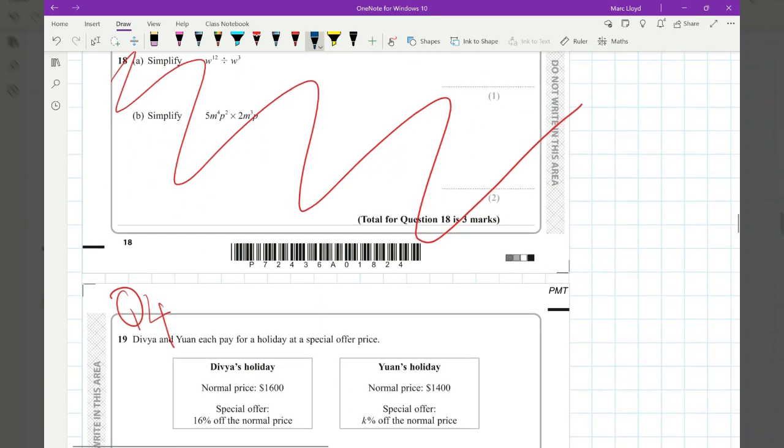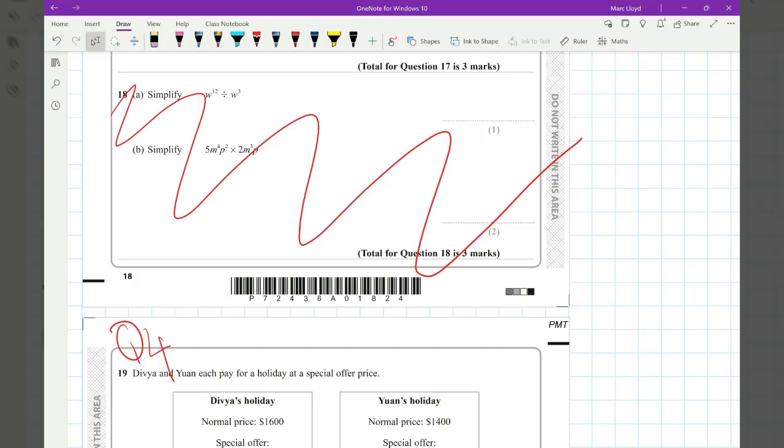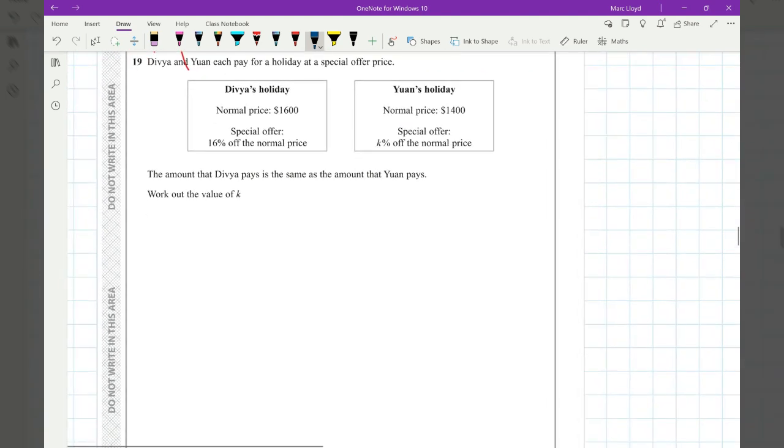Question 18 doesn't appear on the higher, so I just crossed it all off. But if you want to know, it's w to the 9, and then it's 10 m to the 7, p cubed.